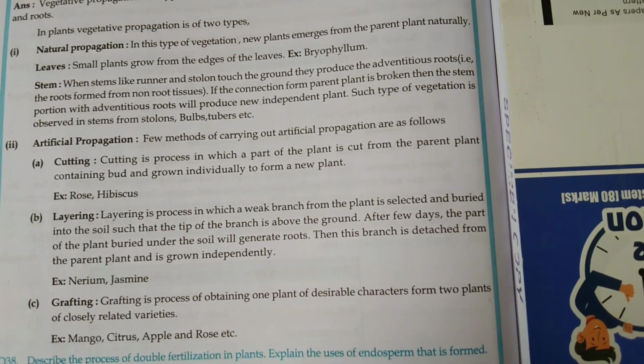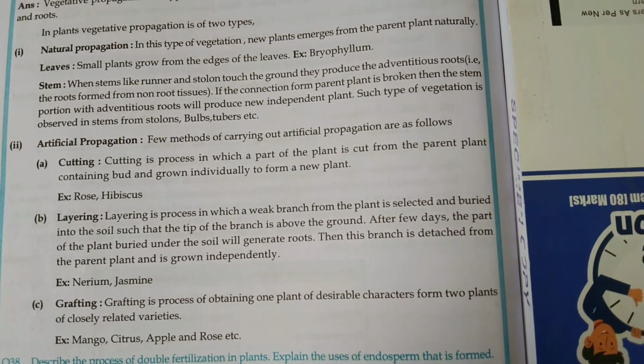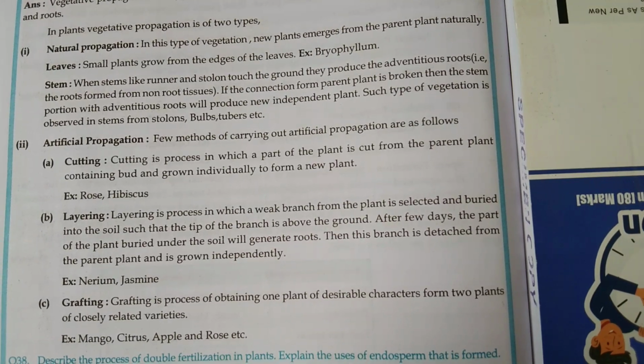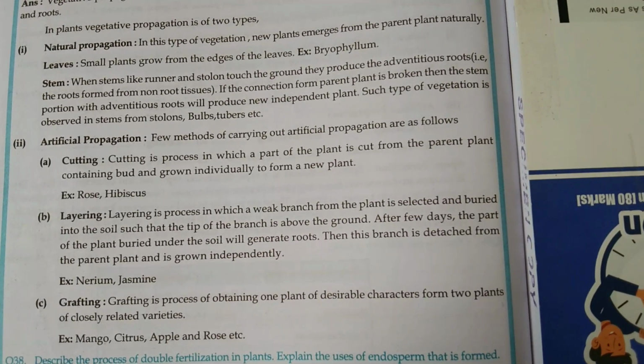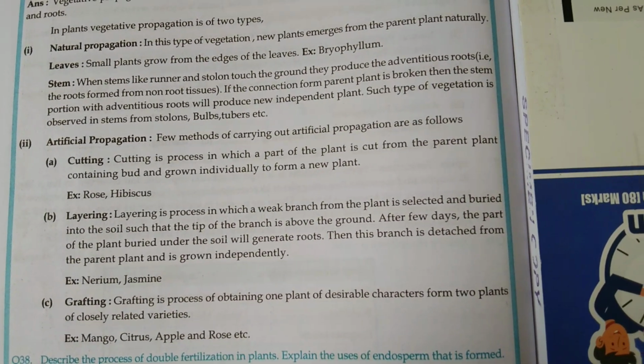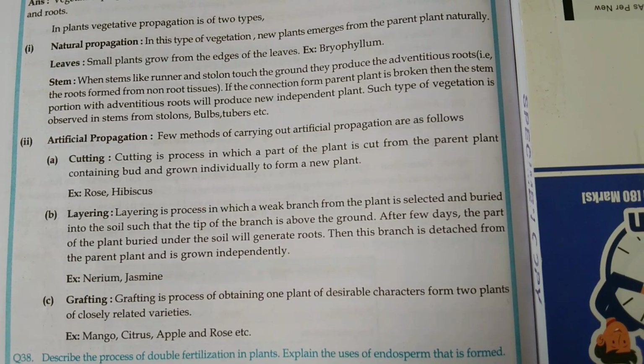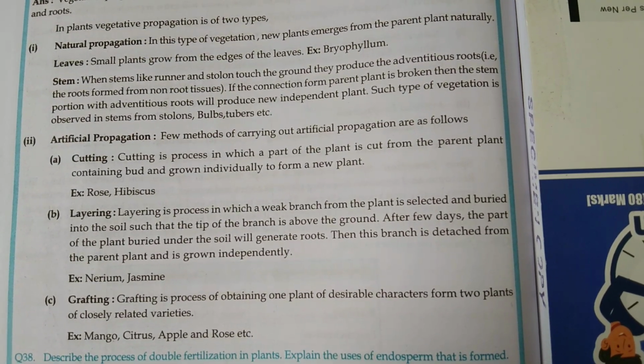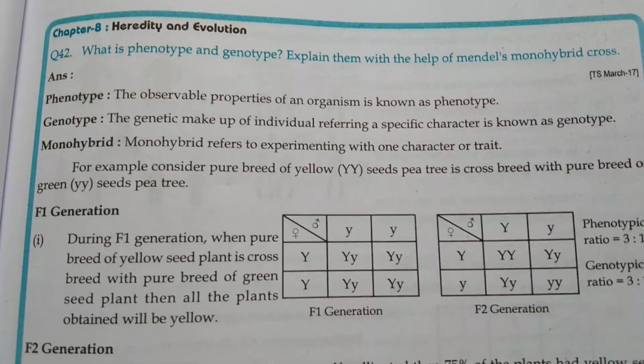Example, Nerium, jasmine. Grafting is a process of obtaining one plant of desirable characters from two plants of closely related varieties. Example, mango, citrus, apple and rose. So children, this is the most important question.